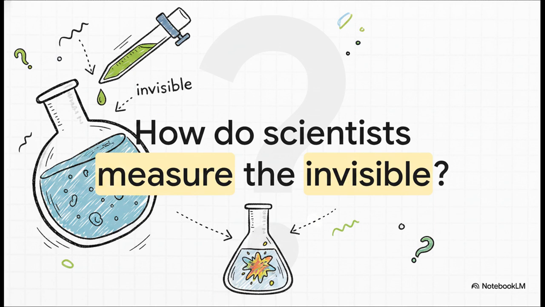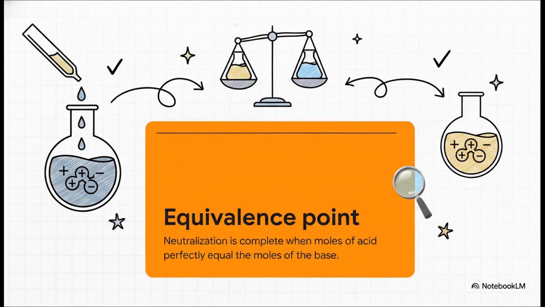Think about it. We are looking at a solution of sodium hydroxide, NaOH. But since we obviously can't zoom in and count the individual molecules floating around in that beaker, how do we confidently and accurately measure their concentration? Well, we do it by observing how they behave when they react with something we do know. And that brings us to an absolutely crucial concept, the equivalence point.